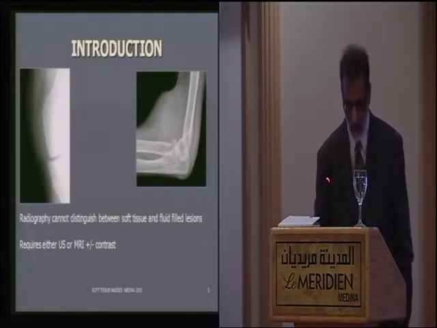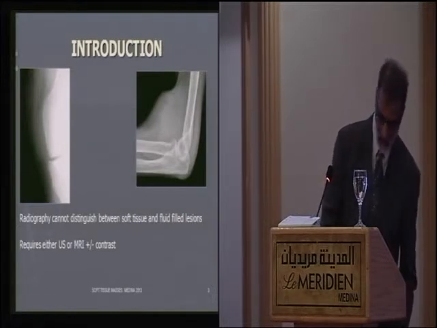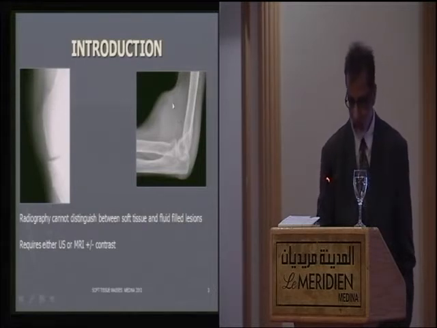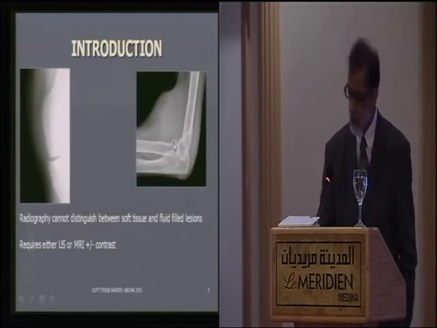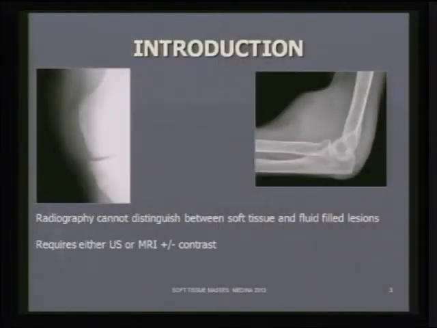So here we have two examples, particularly around joints, where we can see a soft tissue mass on the medial side of the knee in this case, and here a large soft tissue mass in the antecubital fossa. I'm afraid we'll just have to continue using this screen.